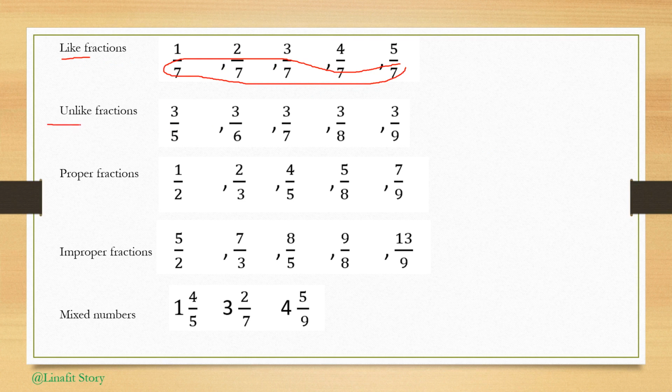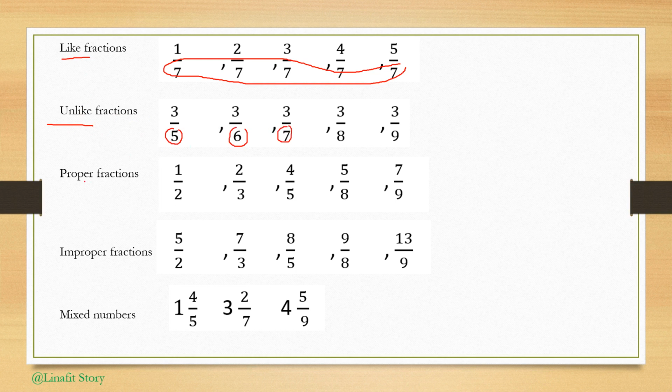While unlike fractions are the opposite of like fractions. So unlike fractions means fractions with different denominators. As you can see here, 3 out of 5, 3 out of 6, 3 out of 7, 3 out of 8, 3 out of 9.